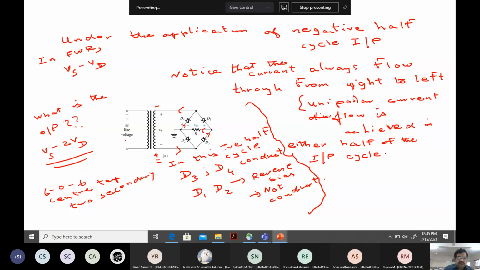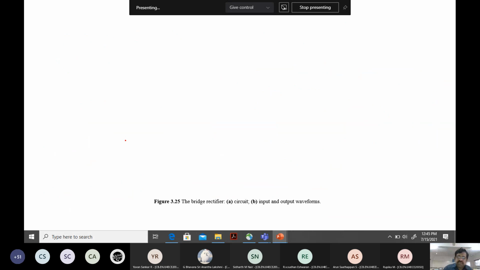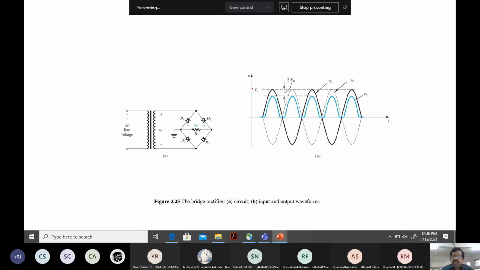That is another advantage. Now, what about the peak inverse voltage? Before we go, let us look at the output waveform, which is not very difficult. The output waveform is looking like this. Already I explained that we are getting a pulsating unipolar current. Direction is very important. We have only current or voltage in the positive direction, not in the negative direction. The output is shown in the blue color. Pulsating unipolar current or voltage can be obtained in the output.